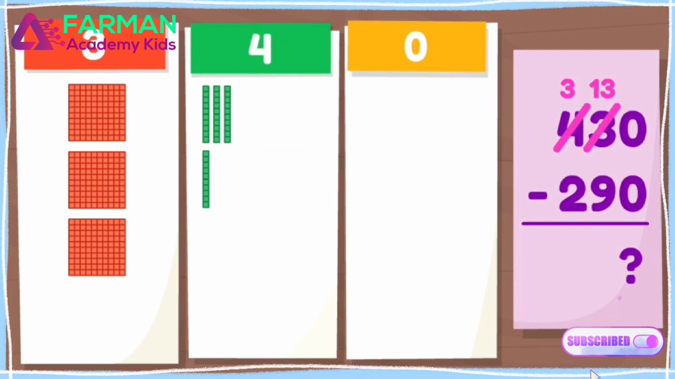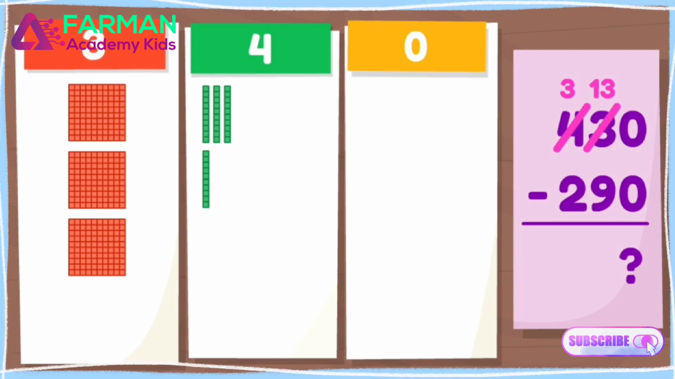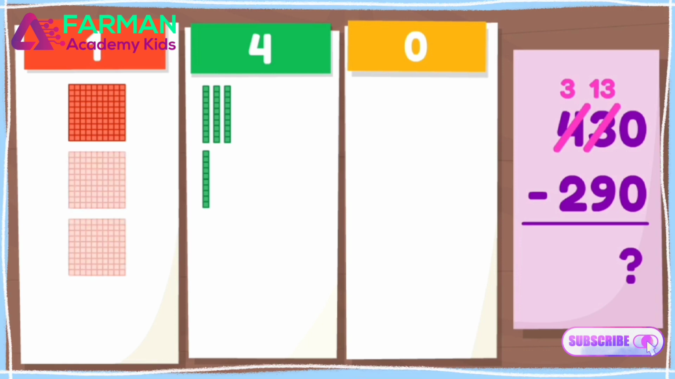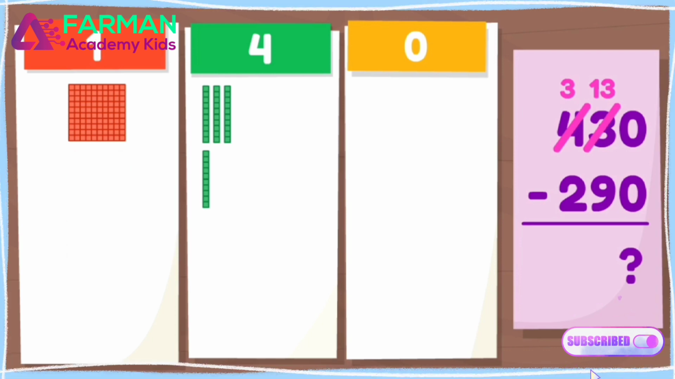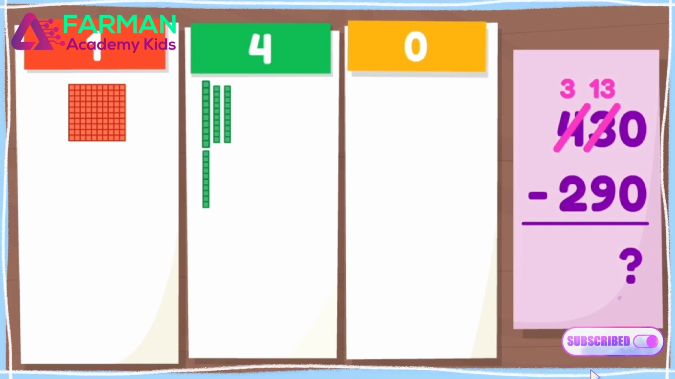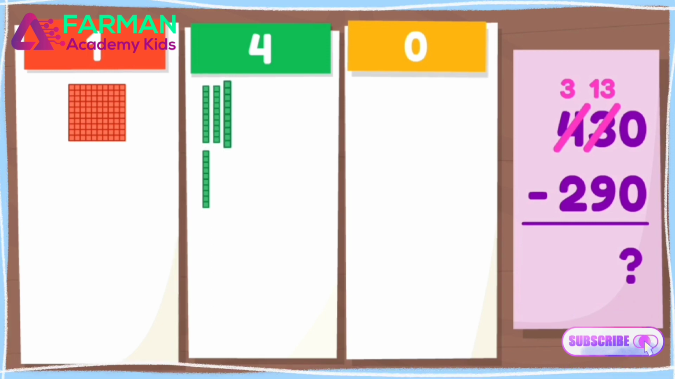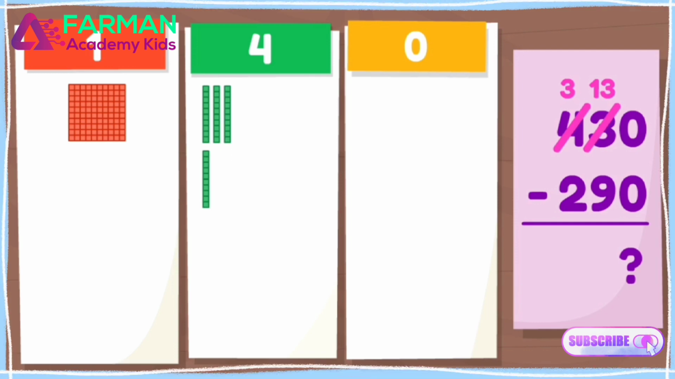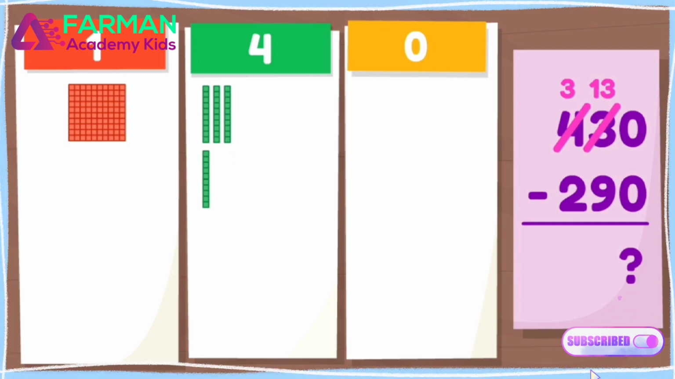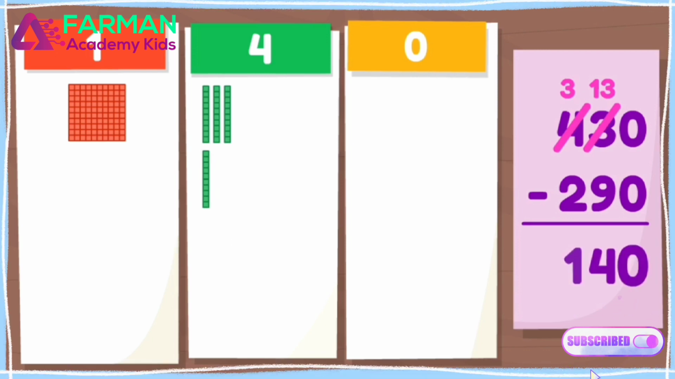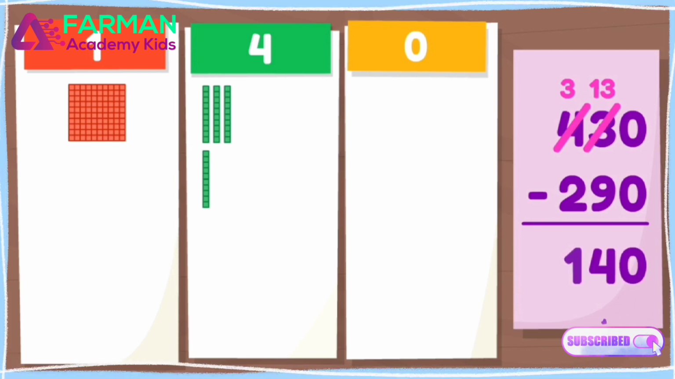Next, let's take away the hundreds. There are 2 hundreds in 290. How many blocks are left? We have 100 and 1, 2, 3, 4 tens. That means that 430 minus 290 equals 140. Ta-da!